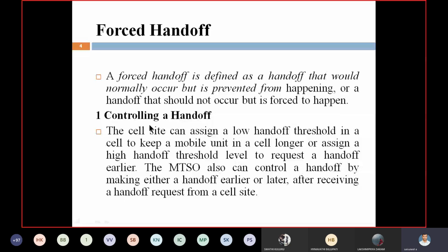MTSO. Next, the second type of forced handoff is creating a handoff. Here, in creating a handoff, the MSC or MTSO checks the cells: which cell is too congested? Nothing but a cell where all channels are busy for a long time, especially in urban areas. And the MSO can request cell sites to create early handoffs for those congested cells.